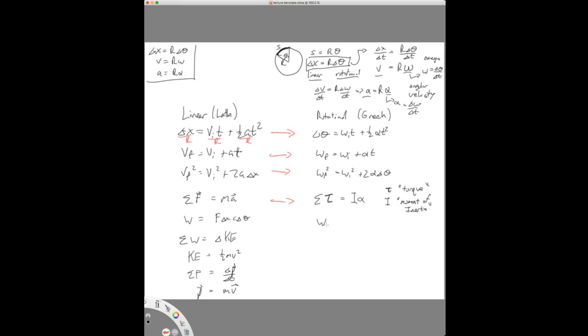For work, we're going to have rotational work. And instead of force, it uses torque. And instead of delta x, it uses delta theta. And there's not really a cosine of theta in the rotational work. For net work equals change in kinetic energy, well, now this is translational kinetic energy, and if we have rotational work, we're going to have rotational kinetic energy.